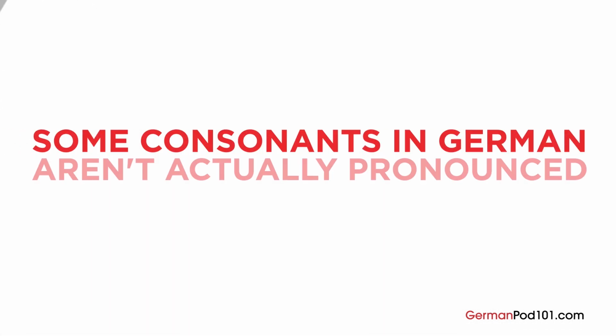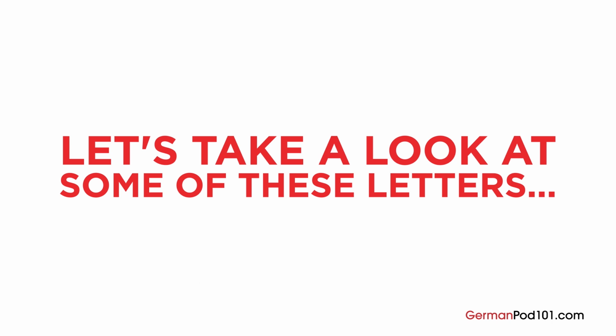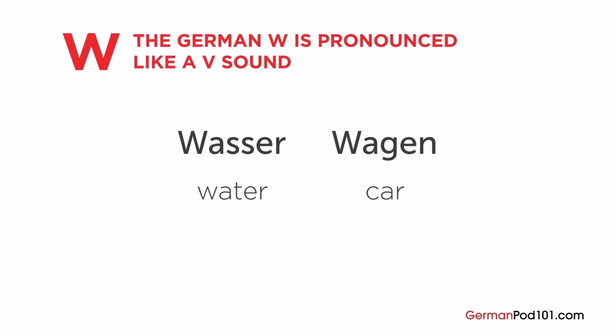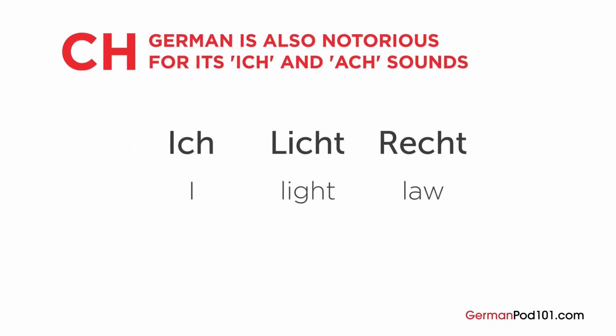Some consonants in German aren't actually pronounced as they look to an English speaker. Let's take a look at some of these letters. The German V isn't pronounced like an English V, but as an F sound. So both V and F in German are pronounced as an F sound. Vogel, Fett. The German W, on the other hand, is pronounced like a V sound. Wasser, Wagen.